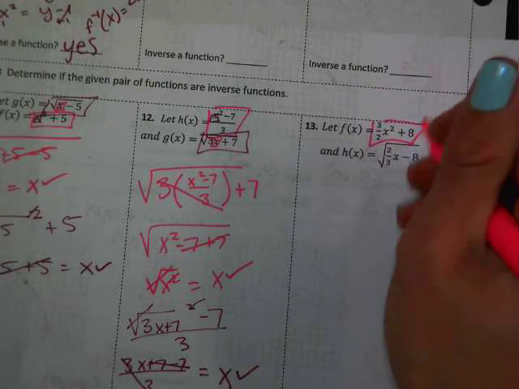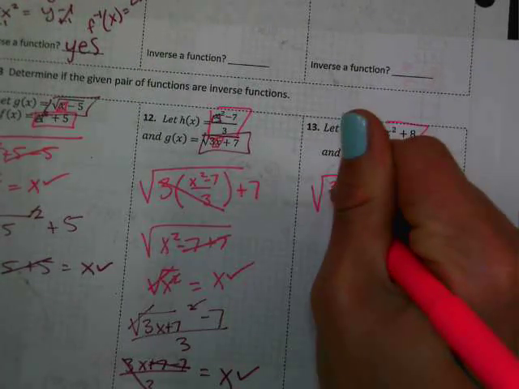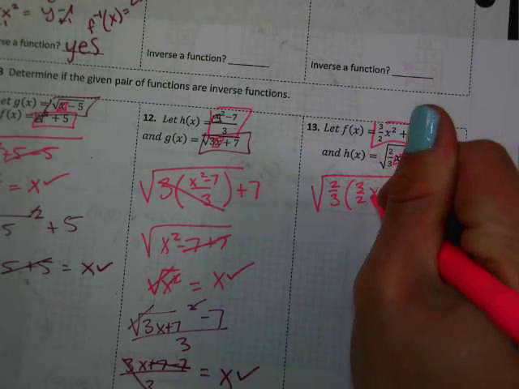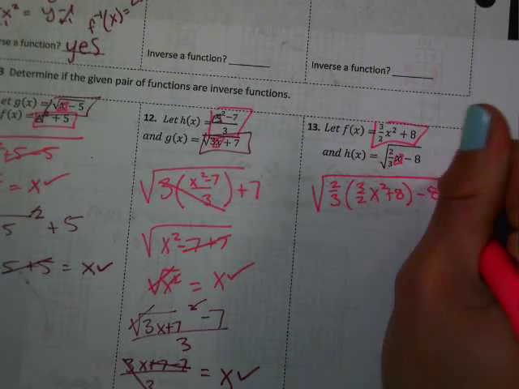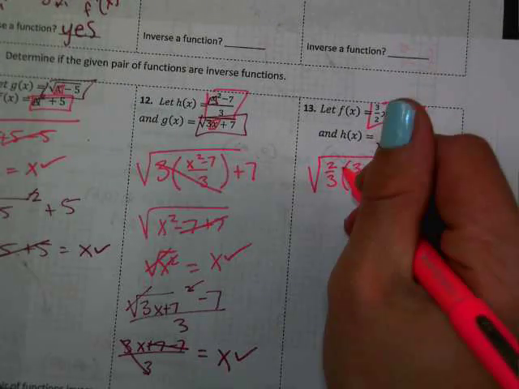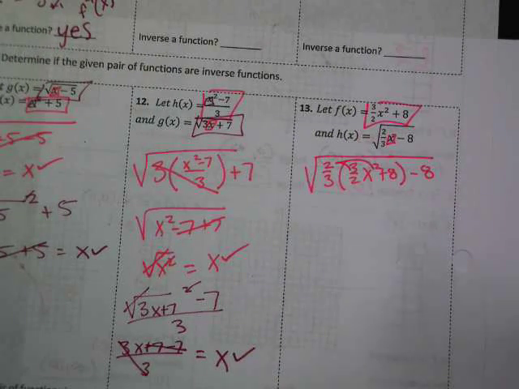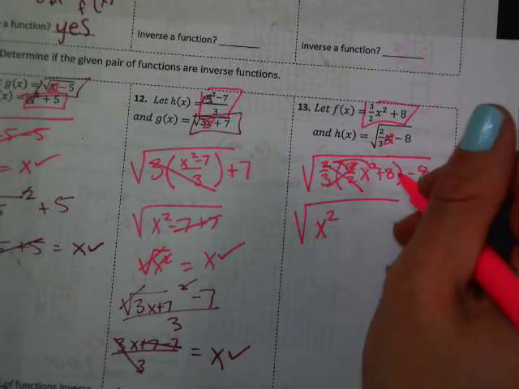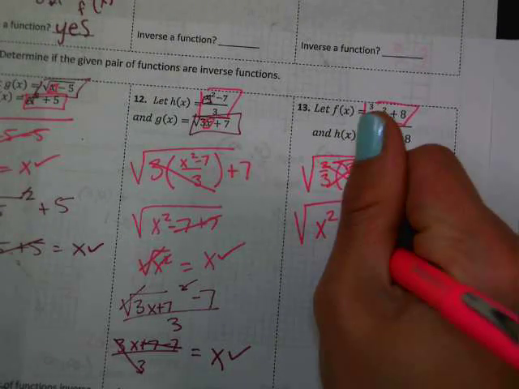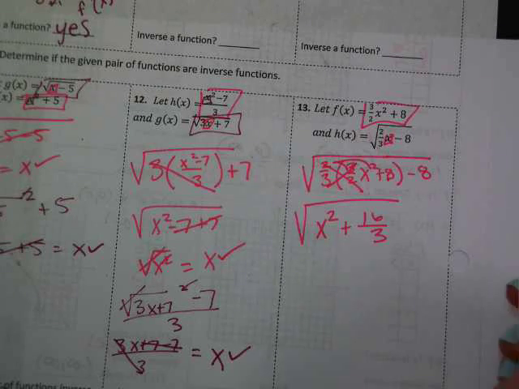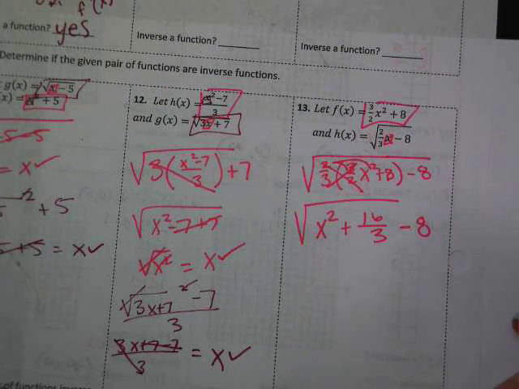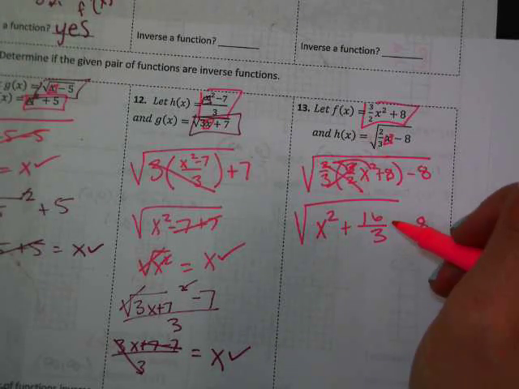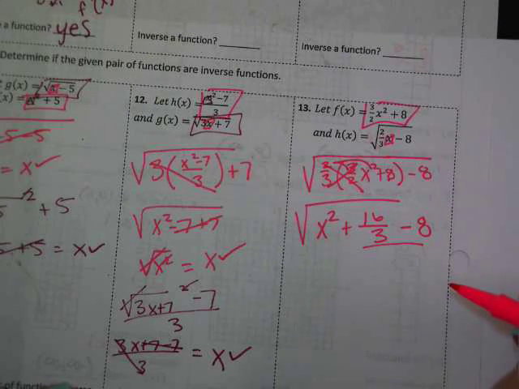Last one. Take that guy. Plug it in here. 2/3. 3/2 x squared plus 8. And then the minus 8. So this 2/3 is being multiplied by everything on the inside. So those guys cancel, and you're just left with x squared. 2/3 times 8, though, is going to be 16 over 3 minus 8. And those guys are not going to cancel. So it doesn't work.